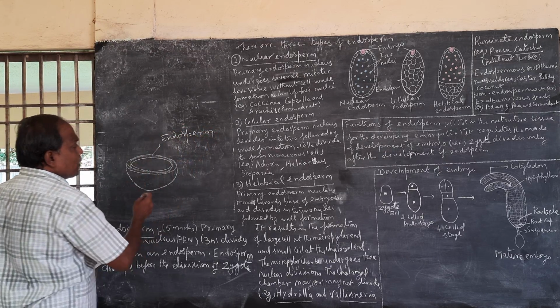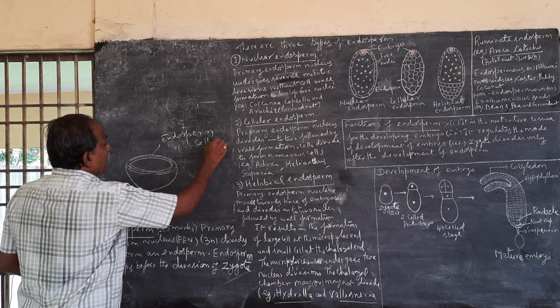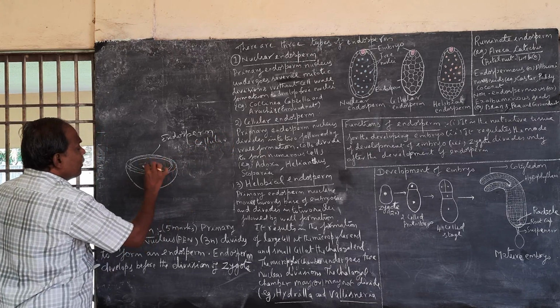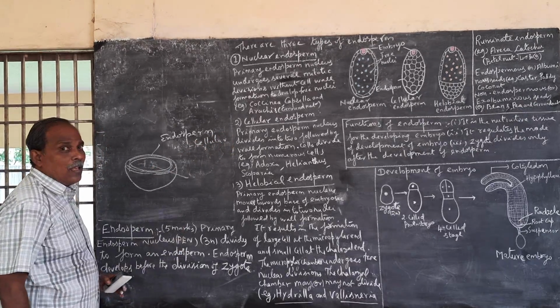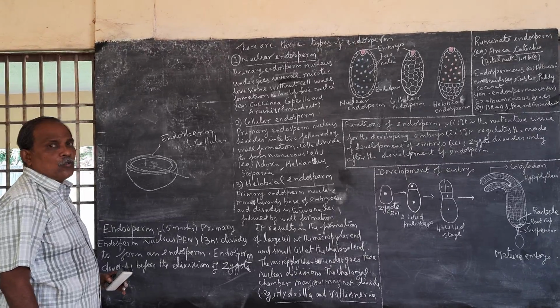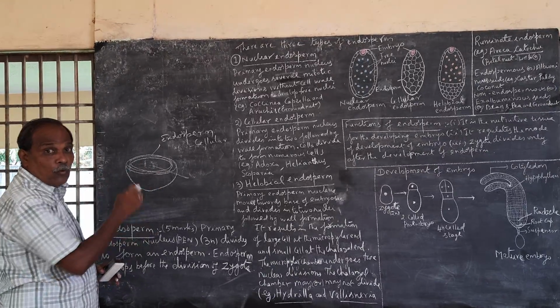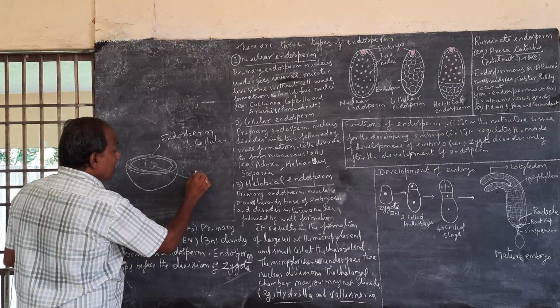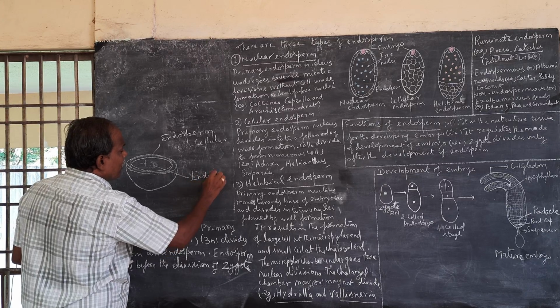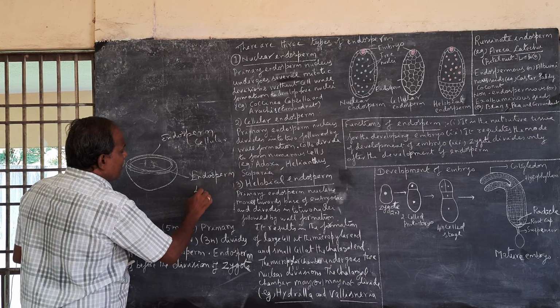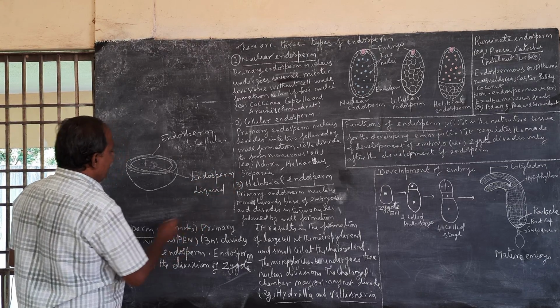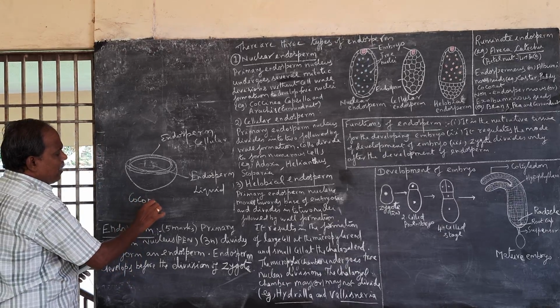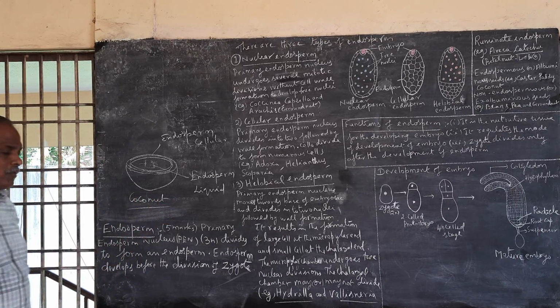So what kind of endosperm? This endosperm is cellular endosperm. Then of course you get liquid. Liquid, we can call it tender coconut water, or coconut water, isn't it? The water that is inside, that is also endosperm, but what kind of endosperm? It's a liquid endosperm. So this is what you can just see in the coconuts, where you come across this.